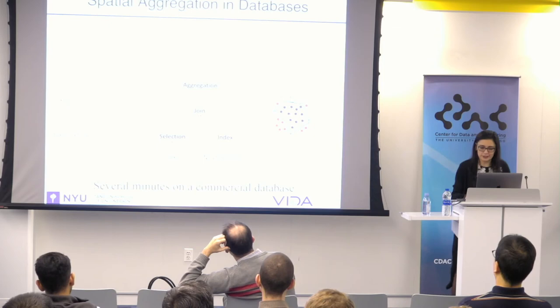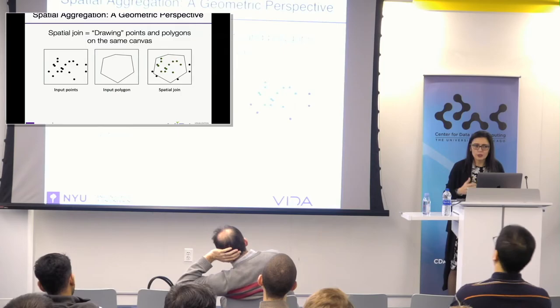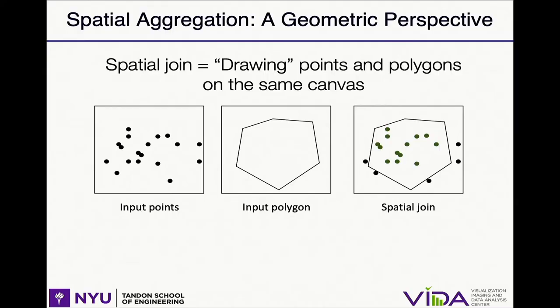So then we have Harish Doraiswamy. He's a graphics guy, and he said, this is very slow, but why don't we look at this operation from a geometric perspective? Instead of looking at the data as tables, like in relational databases, let's look at this as geometric operations. And the way that you can frame this problem is as drawing points and polygons on the canvas. So you have your input taxi points, you have your neighborhood polygons, and you'd like to draw these on the canvas and figure out what is in the intersection, right? It's a very simple idea.